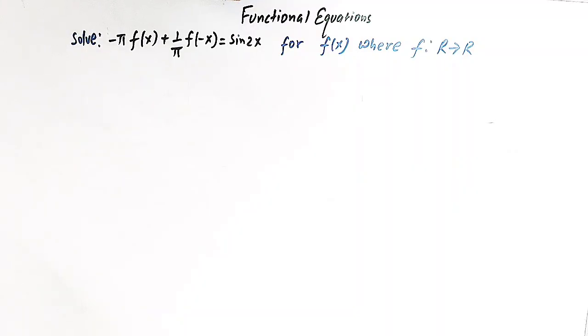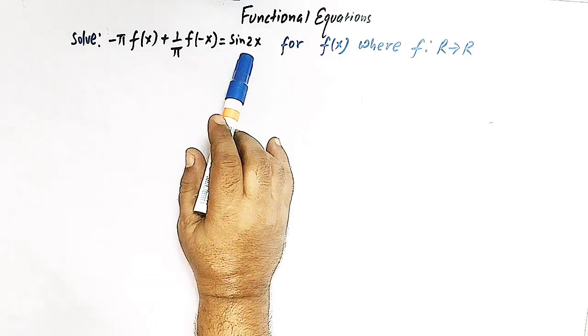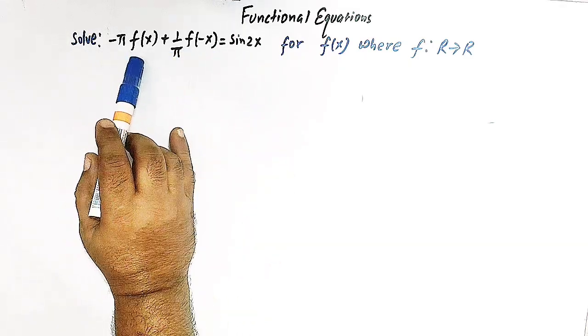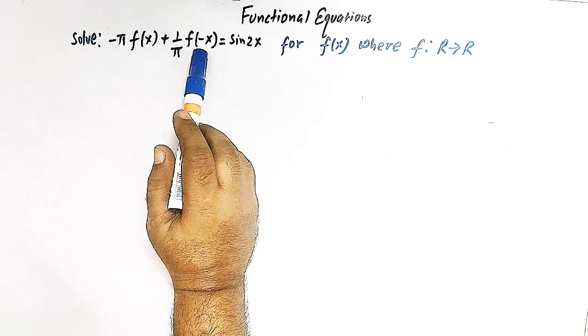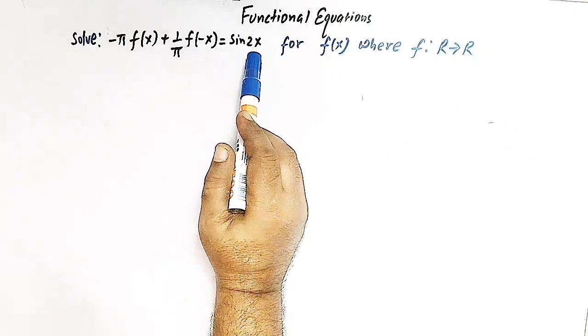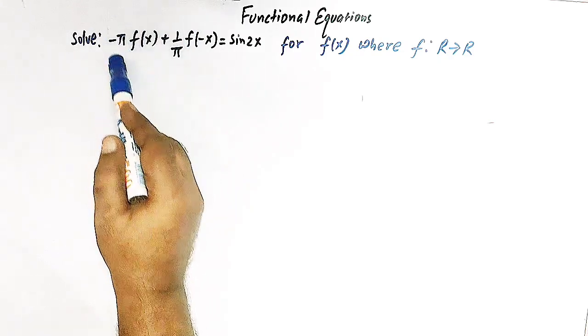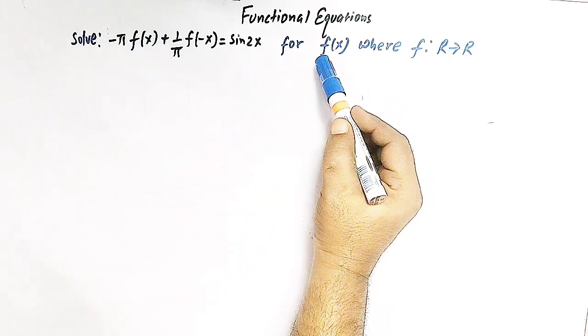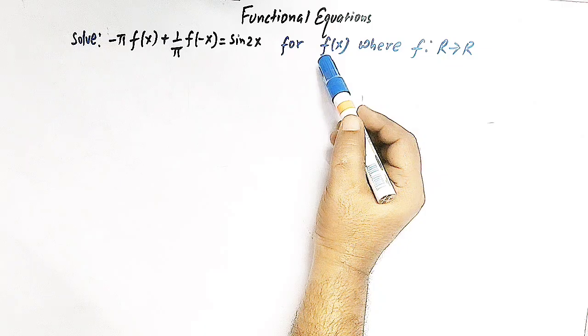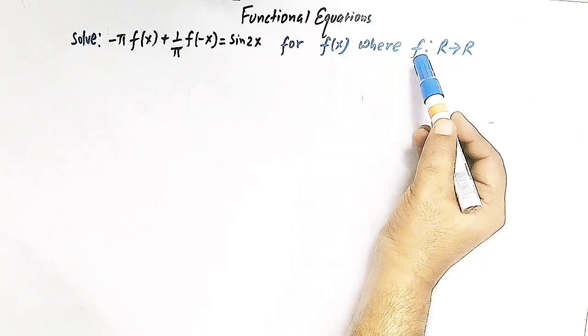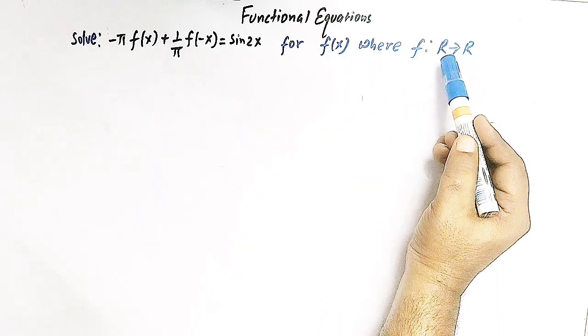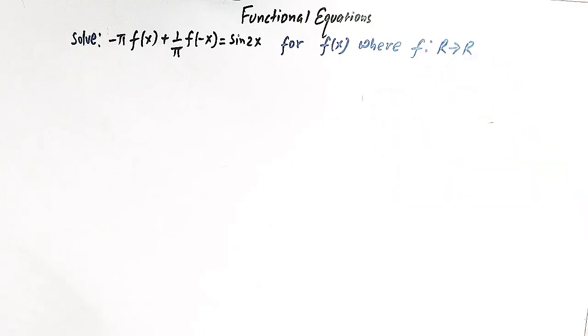Hello viewers, in today's session we are going to discuss another important problem from functional equations. We are going to solve this functional equation where we have minus pi f of x plus 1 over pi f of minus x is equal to sine 2x, and we have to find the function f of x, where f is from the set of real numbers to the set of real numbers. So let us start.